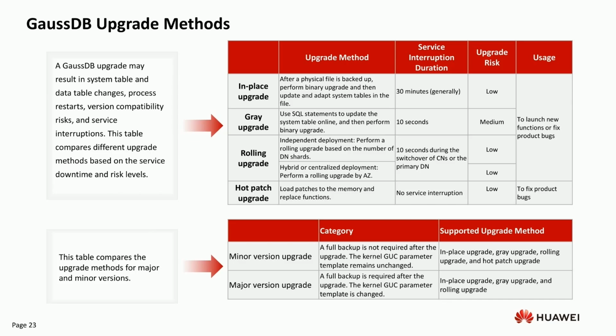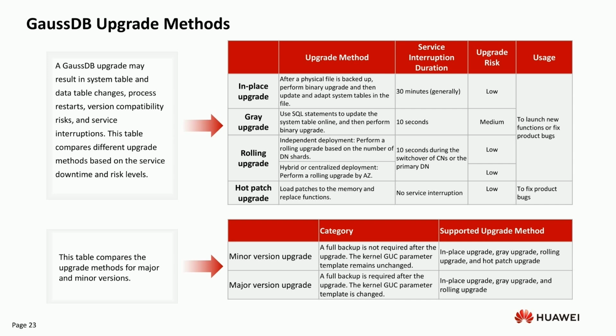GaussDB supports in-place upgrade, gray upgrade, rolling upgrade, and hot patch upgrade. GaussDB upgrade may result in system table and data table changes, process restarts, version compatibility risks, and service interruptions. The table on the upper right compares different upgrade methods based on the service downtime and risk levels.